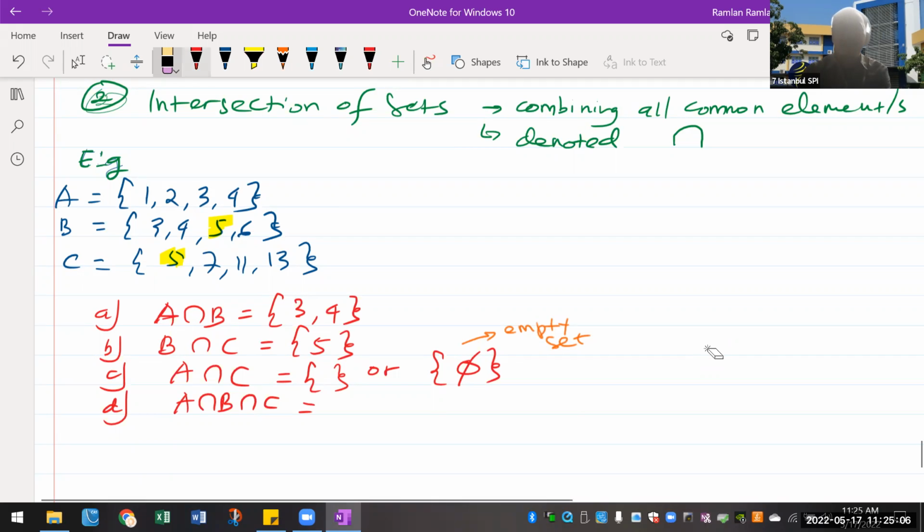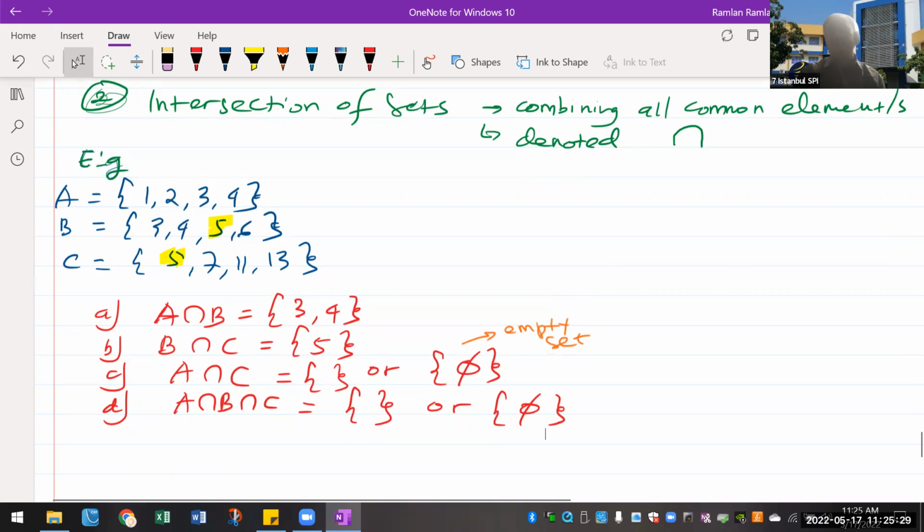So which means that A intersection B intersection C is also the empty set. Karena nggak ada yang sama antara elemen A, elemen B, sama elemen C. Jadi ya udah selesai, empty set. Okay, so this is what we call intersection of set. Okay, the last one, terakhir guys.